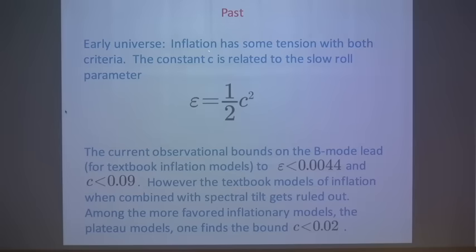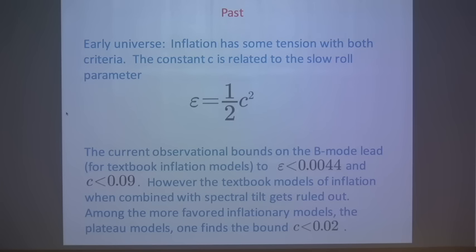Early universe, inflation has mild tension with these criteria. In fact, the constant C that I talked about is related to the slow roll parameter in this form. The current observational bounds on the B mode lead to epsilon less than 0.004 and C less than 0.09. However, the textbook models of inflation, when combined with the spectral tilt, get ruled out. Among the ones which are not ruled out and which are favored are the plateau models. And in those cases, one finds C is less than 0.02.